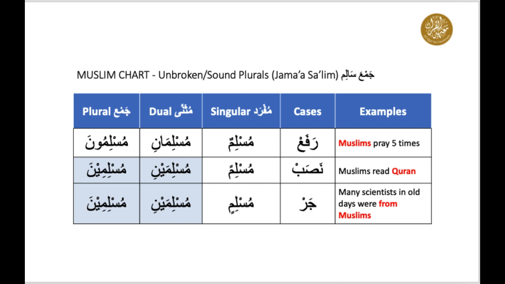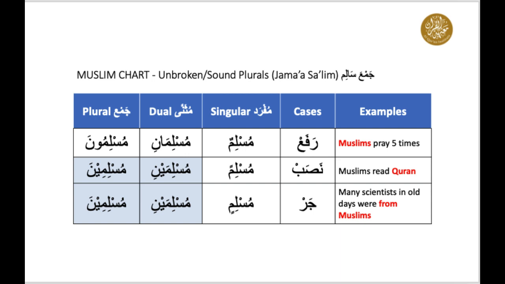Last example. Many scientists in old days were from Muslims. So from is a harful jar and it is used before the noun Muslims. So the noun will carry kasra at the end of the word. And in that case, the i'rab would be majroor, or in short, jar. I hope that's clear. Let's look at the changes from singular to dual to plural.